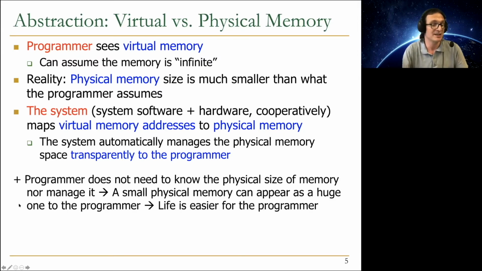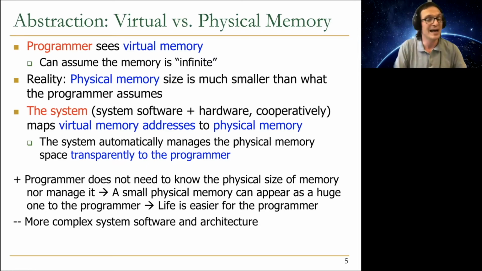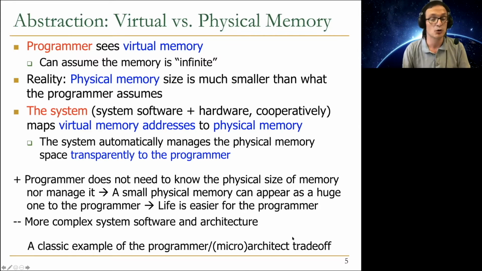So basically, the big benefit, as we discussed earlier, is that the programmer does not need to know the physical size of memory, nor do they need to manage it. So a small physical memory can appear as a huge one to the programmer. As a result, life is easier for the programmer. Of course, every idea comes with a downside. Now you have a more complex system software and more complex architecture to do this automatic management for the programmer. And this is a classic example of the programmer versus architect, micro-architect trade-off, as we discussed. You try to make life easier for the programmer, but the hardware designer's life becomes harder. In this case, the system designer's life becomes harder also to maintain this illusion that we're going to talk about.